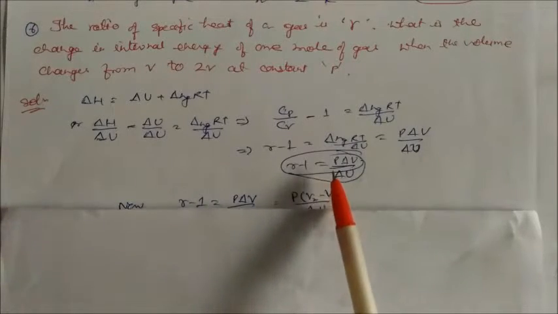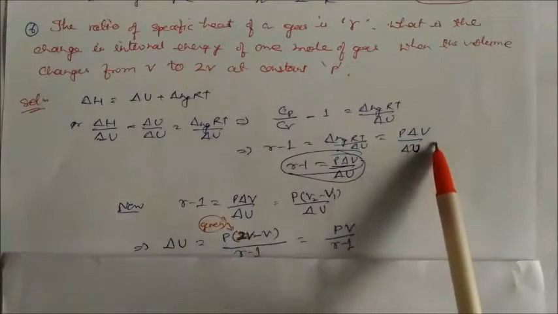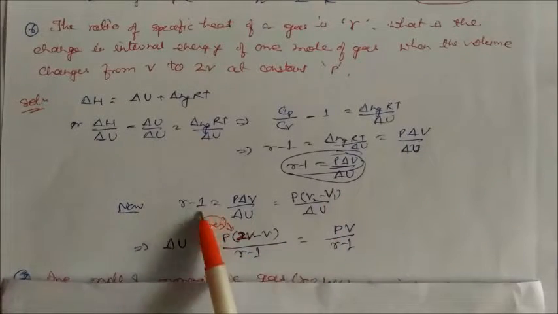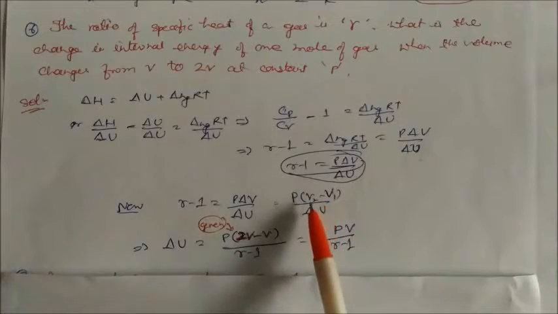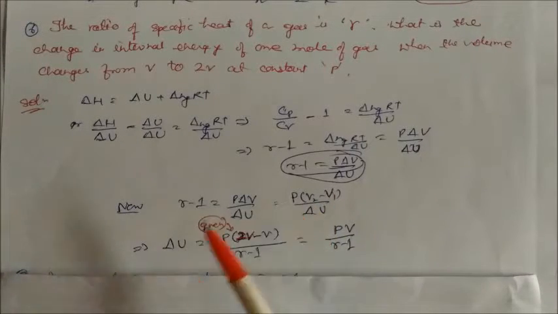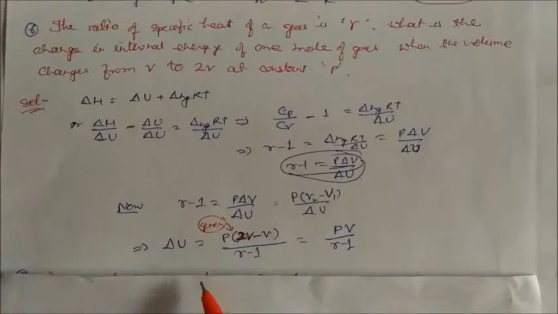So gamma minus 1 is this much value, PΔV by ΔU. So now we can write gamma minus 1 as P times the change in volume, V2 minus V1, divided by ΔU. And this V2 is given as twice the volume, 2V, and this is given as V.